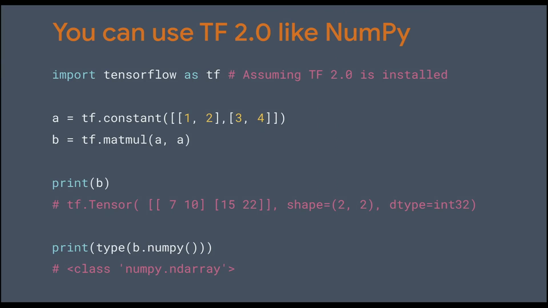Just so you know, because I've been talking about NumPy a lot, TensorFlow 2, if you feel like it, works basically the same way as NumPy. The syntax is slightly different, but the ideas are the same. So here I'm creating some data, a tensor instead of a NumPy array, and I'm multiplying it by itself, and it just works like regular NumPy.